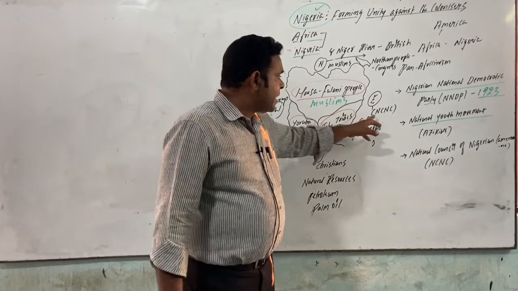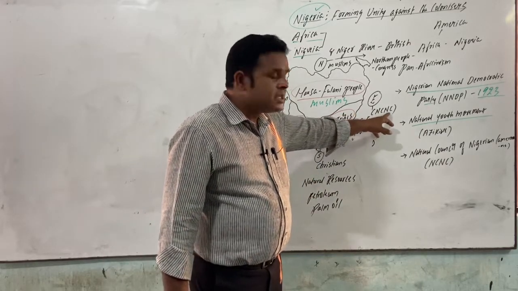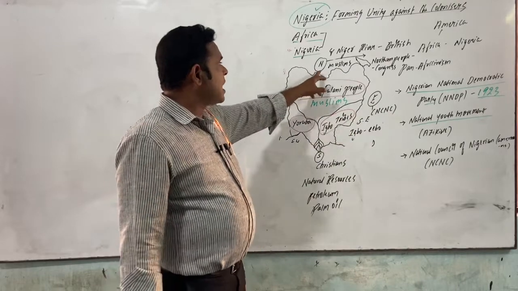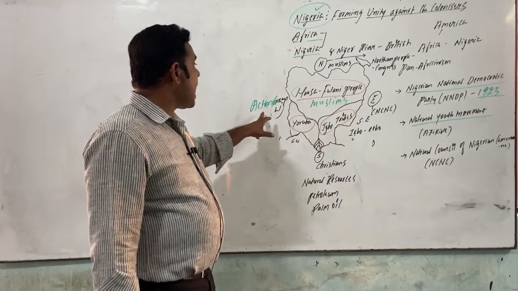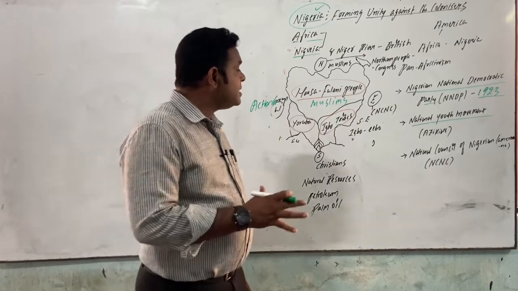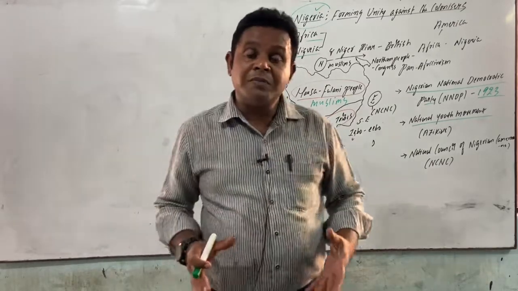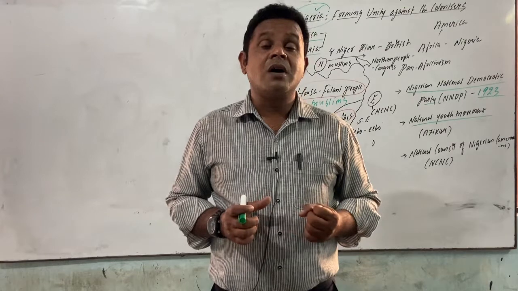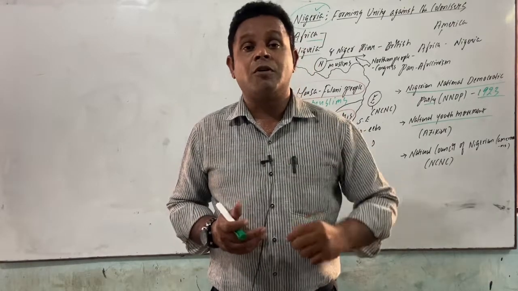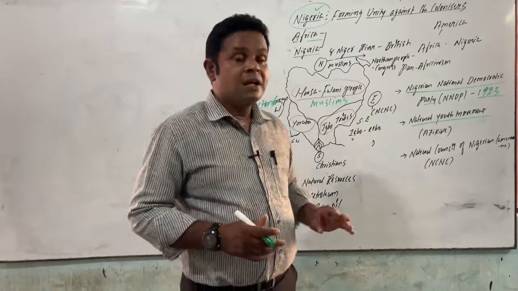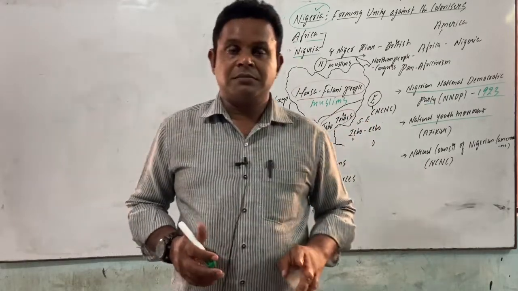Towards the east, the National Council for Nigerian Cameroons, towards the north side, the Northern People's Congress, and towards the west, Action Group. With all these, they want to make Nigeria strong under one common platform. These are the parties they fought for. That's what it says regarding Nigeria.